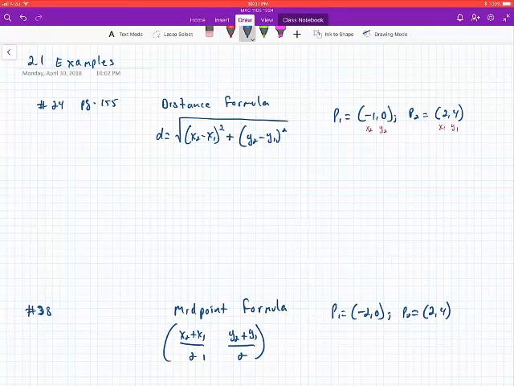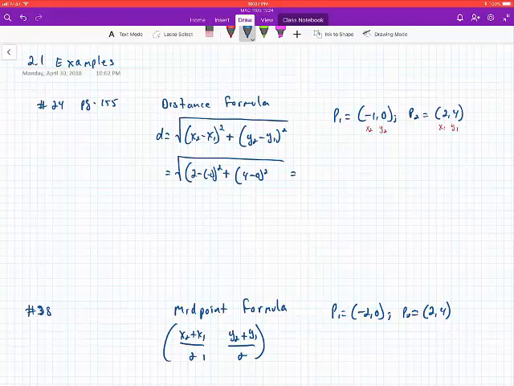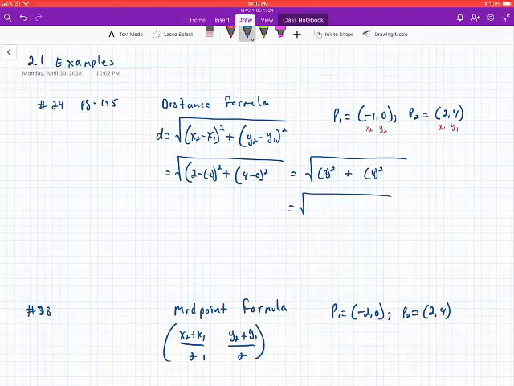So we're going to do (2 minus -1) to the second power plus (4 minus 0) to the second power, or squared. And so for the first one, 2 minus -1 is the same thing as 2 plus 1, which is 3 squared. And then 4 minus 0 is just 4, which is 4 squared. And so what we're going to have here is 9 plus 16. So 3 squared is 9, 4 squared is 16, so that's going to give us 25.